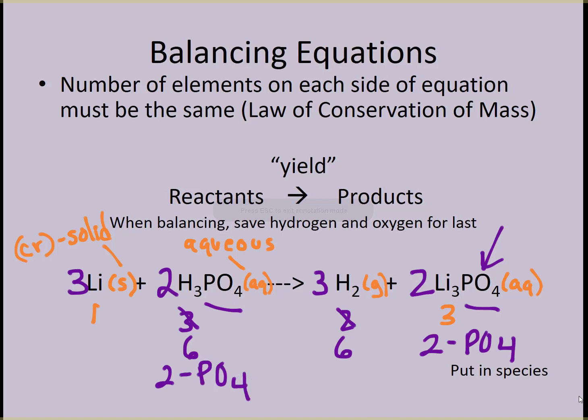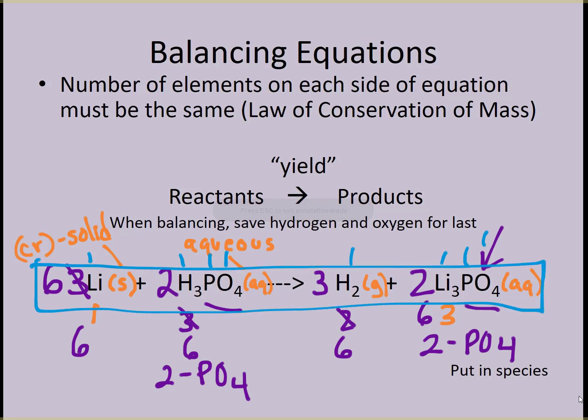If you have a polyatomic ion, as long as it stays together, you can count it as a group. And this does mess up my lithium. I have to go back, and I'm going to change this to a 6. So now I have 6 lithiums on each side. As soon as I have it balanced, I want to go back and just double check that I have everything. So I have 6 lithiums, that matches, 6 hydrogens, that matches, 2 phosphoruses on each side, and 8 oxygens on each side. So this is balanced as is: 6, 2, 3, 2.